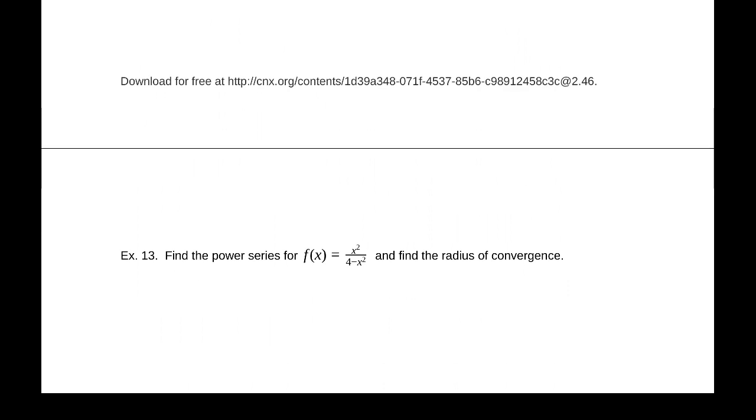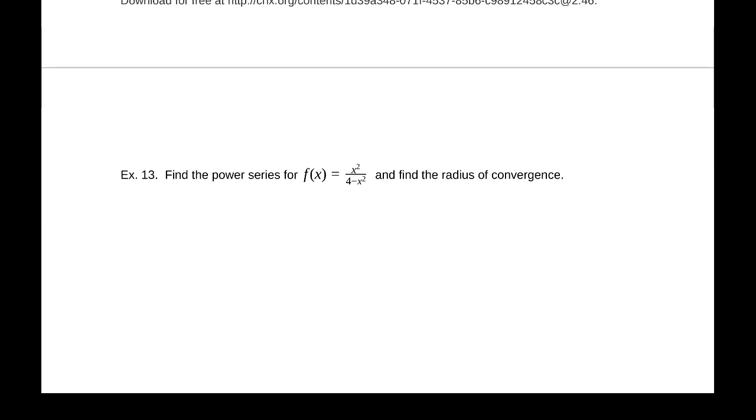Number 13. Find the power series for this function, x squared over 4 minus x squared. This one's going to take a little bit more doing. First, I'm going to factor out an x squared, and in fact, I'm going to take out an x squared over 4, times 1 over 1 minus x squared over 4. Double check that. Hopefully you agree with that.